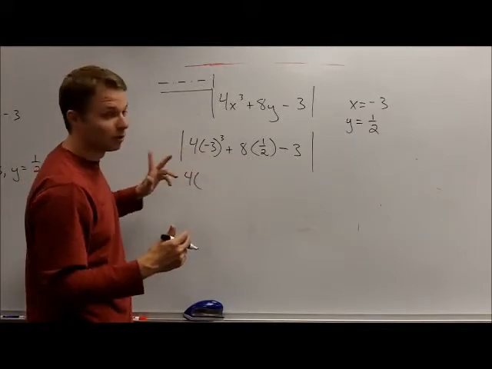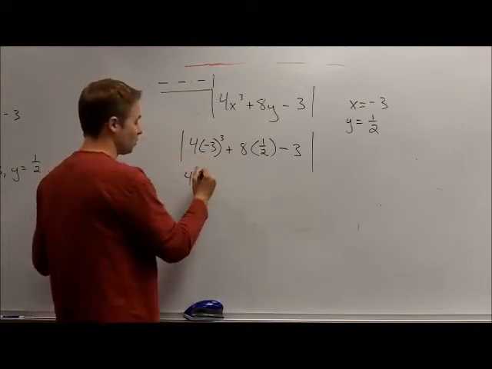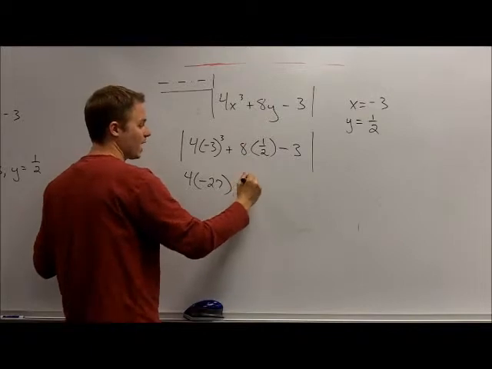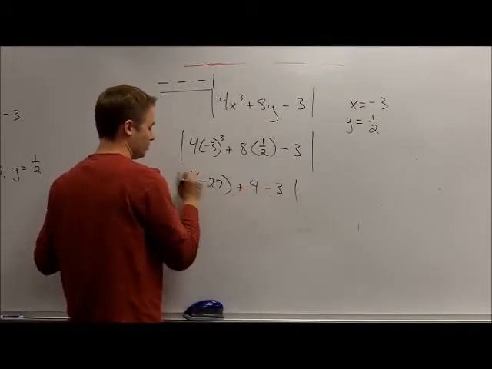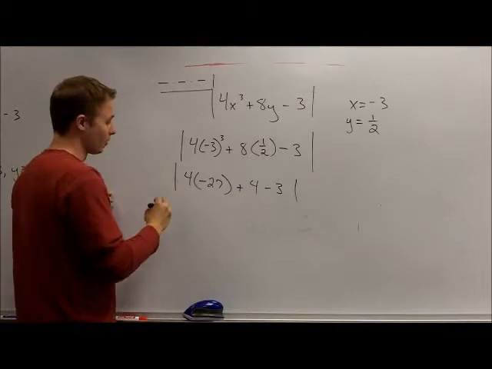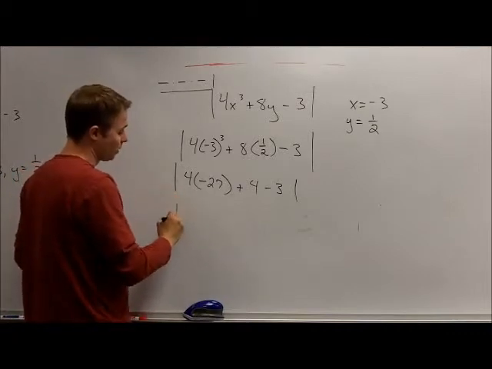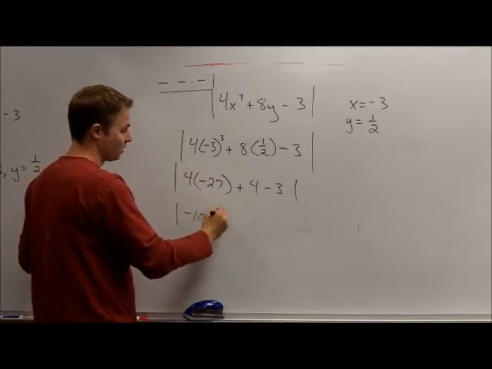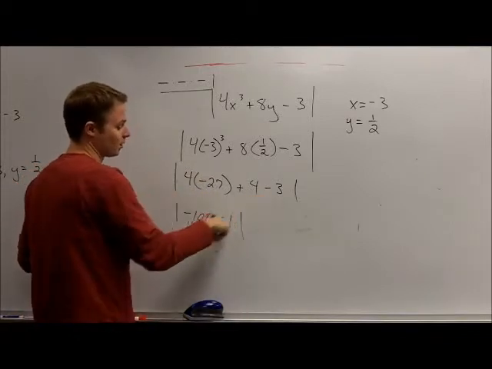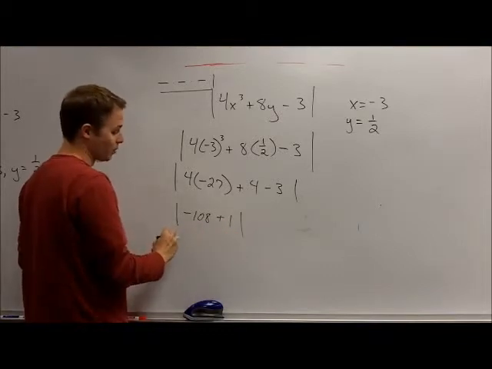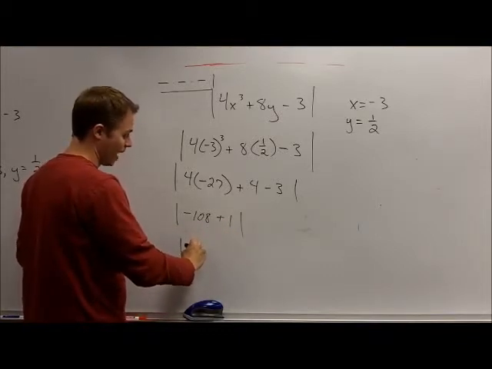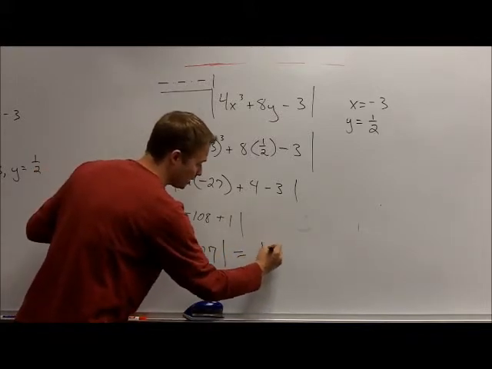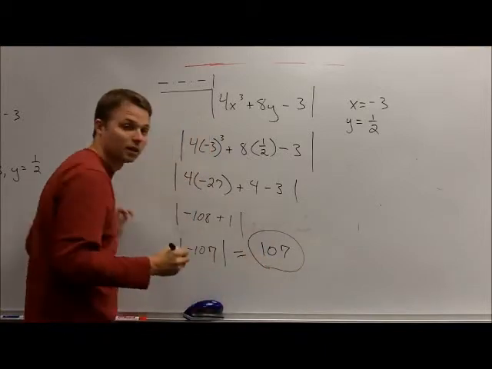So in this case, 3 cubed is 27, but it's negative, and it's to an odd power, so it'll be negative 27. 8 times 1/2 is 4. And sure enough, you probably recognize this from one of the other problems in the book, or in the notes that we've done before. This is negative 108. 4 minus 3 is 1, and so we get negative 108 plus 1. So the absolute value of negative 107 will be positive 107, which is our answer.